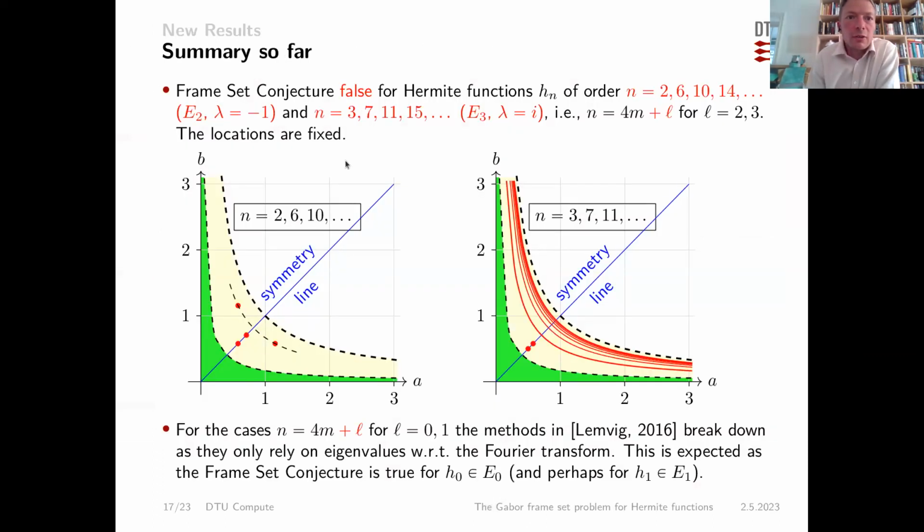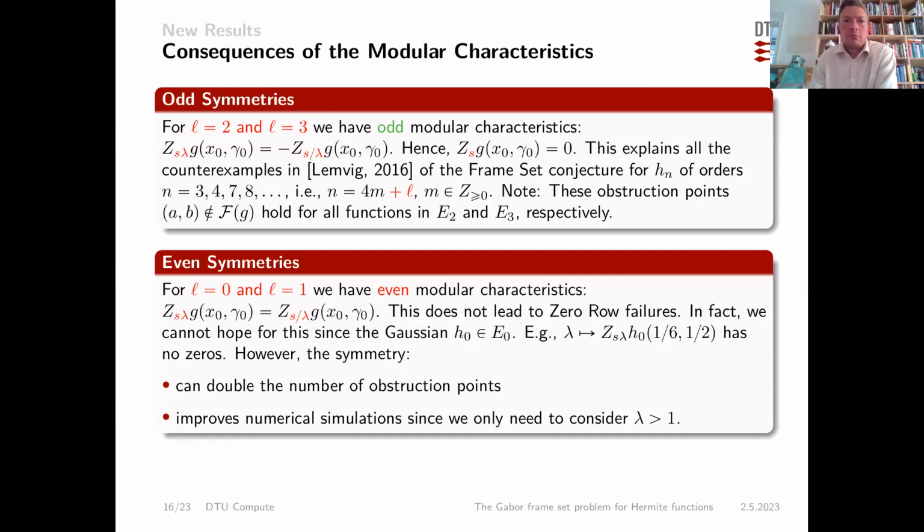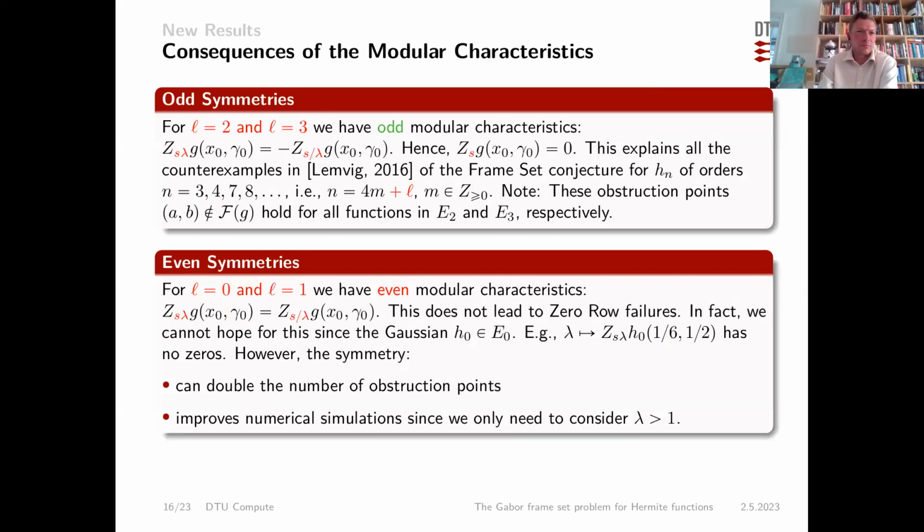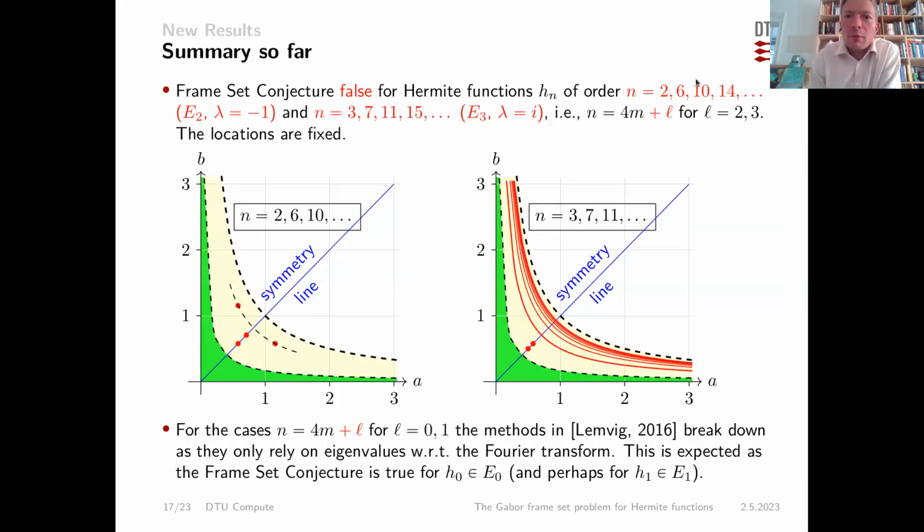All right, so let us summarize so far, right? So the frame set conjecture is false for Hermite functions of order... Let me see. Yeah, that was a typo, but I can get away with half of the cases. So it is when lambda is equal to -1, and I can get rid of the cases when l is equal to 2 and 3, and the points, so I can find 4 points when n is 2, 6, 10, etc., and I can find 2 more additional points for the odd cases.